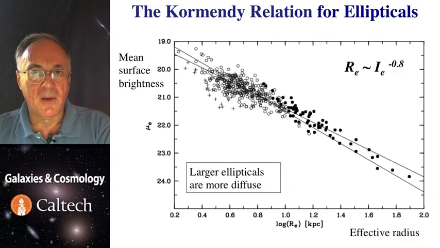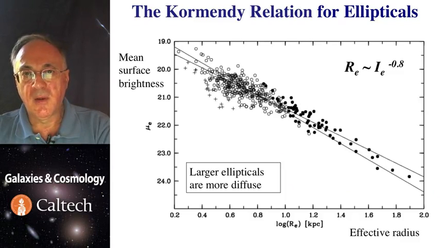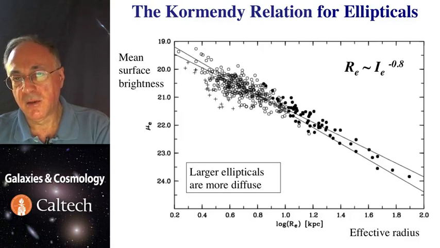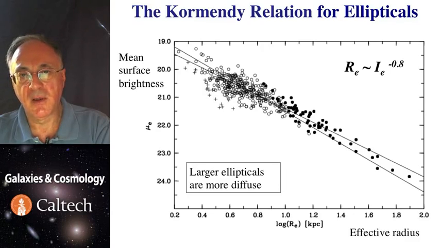The other ingredient for elliptical galaxies is the so-called Kormendy relation, which relates the effective radii of galaxies with their mean surface brightness. It goes in the sense of mean surface brightness being smaller for the larger, therefore also more luminous ellipticals. This is reflected also in the fact that the more luminous, larger ones tend to have more diffuse surface brightness profiles.